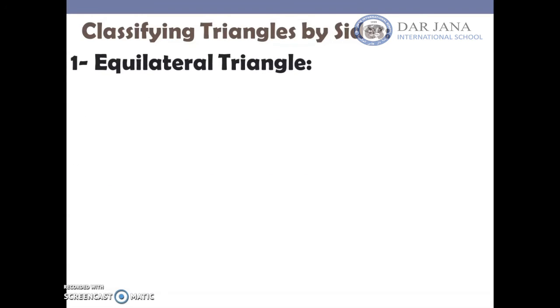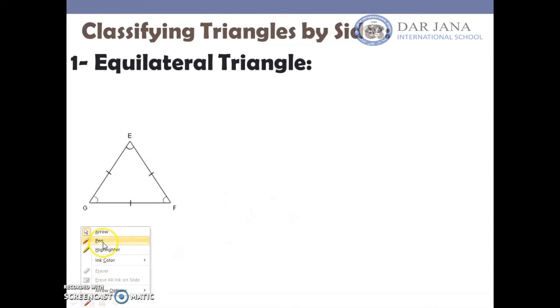I will start with the one where all sides have equal measures, or all sides are congruent, like this case here. And this one I call an equilateral triangle. Remember that these symbols are very important. This tick mark here shows congruent segments, along with this one and this one. So this means that the segment EG, the segment GF, and the segment EF are congruent. Congruent means they have equal measures. So that's why it's an equilateral triangle.